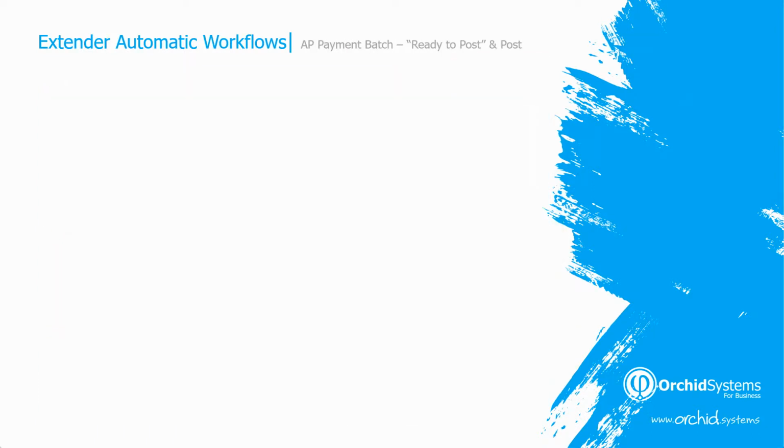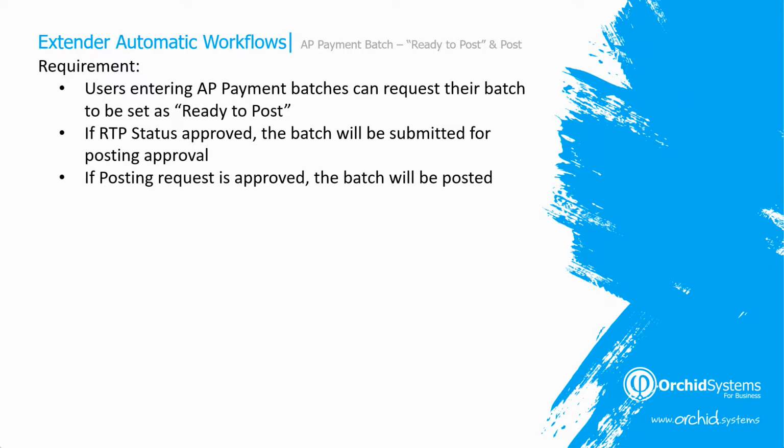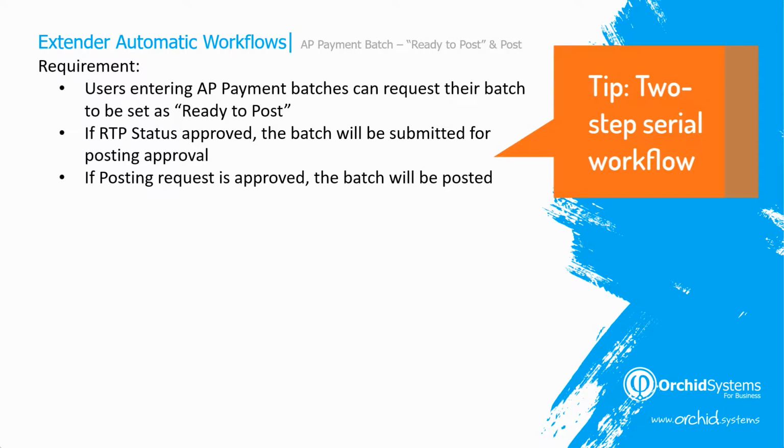The workflow template we're going to build is around the AP Payment Batch. Users entering the AP Payment Batch can request their batch to be set as ready to post. And then a group of users are able to approve or reject that ready to post status. If the ready to post status is approved, then a second group of users are able to approve and post the batch or reject the posting.